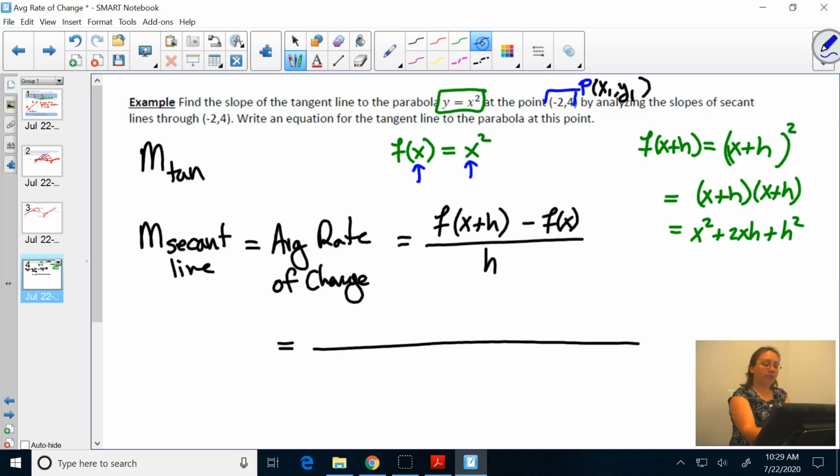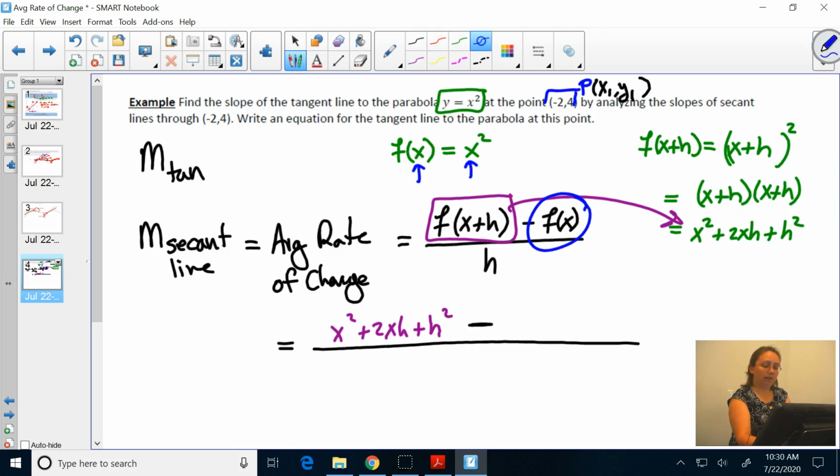So f of x plus h, we work that out on the side. That is our x squared plus 2xh plus h squared. Then our formula says we need a minus sign, minus, we need f of x. F of x is simply x squared. All of this is still over h.